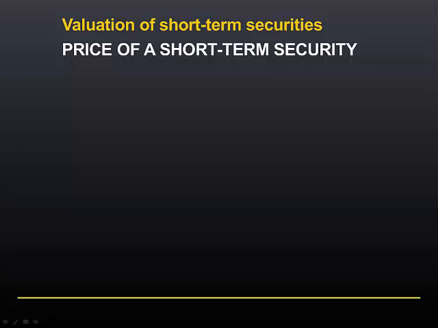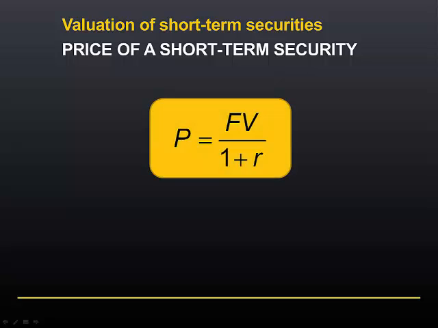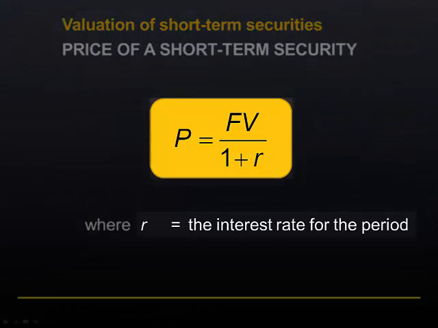As we know, there is only one cash flow associated with a short-term discount security, the face value on maturity. In the topic on financial mathematics, we were introduced to this formula, which lets us calculate the present value of a future cash flow by dividing by the interest rate factor, 1 plus R, where R is the interest rate for the period of investment.